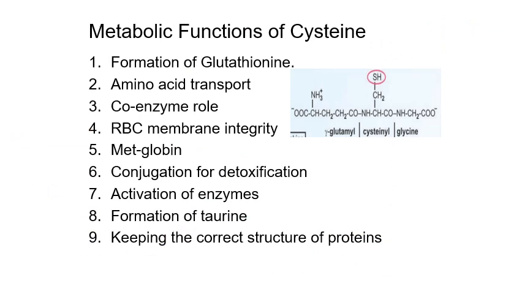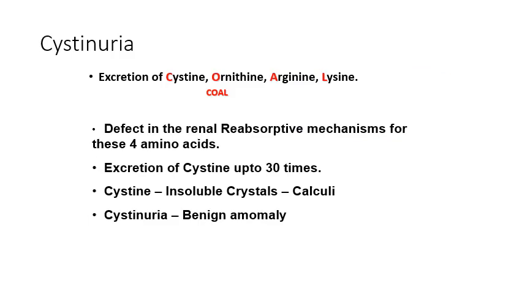Now the major metabolic functions of cysteine are the formation of glutathione, and some role in amino acid transport through the Meister cycle, then coenzyme role, RBC membrane integrity with the formation of glutathione, methemoglobin reduction, conjugation for detoxification, activation of enzymes, formation of taurine, and keeping the correct structure of proteins. All these are the functions of cysteine.